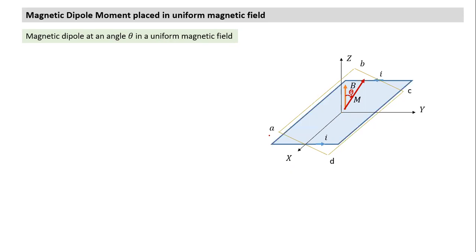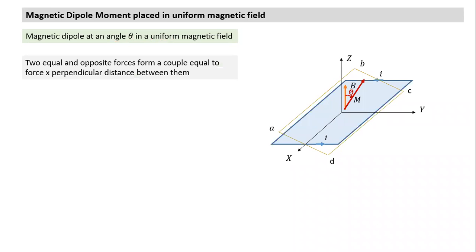Now, what are the forces acting here? Two equal and opposite forces. Based on the concept we talked about when we did the electric dipole, two equal and opposite forces form a couple, which creates a torque equal to the magnitude of force times the perpendicular distance between them. So let's understand what will happen here.